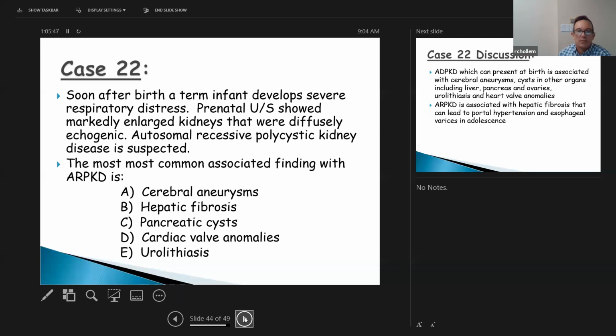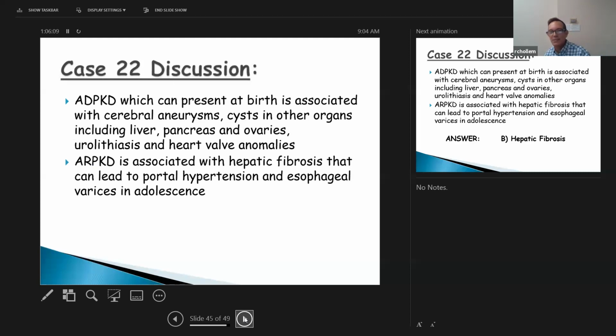What goes with recessive? That's dominant. So dominant disease is associated with cysts in other organs, cerebral aneurysms, and the classic sites are liver, pancreas, and ovaries, kidney stones, and heart valve abnormalities. The one they'll mention is mitral valve prolapse, which has a higher incidence in AD PKD.